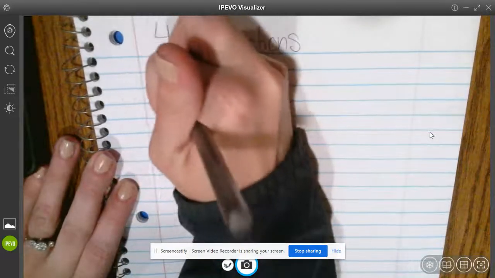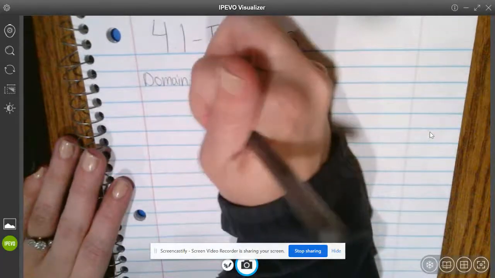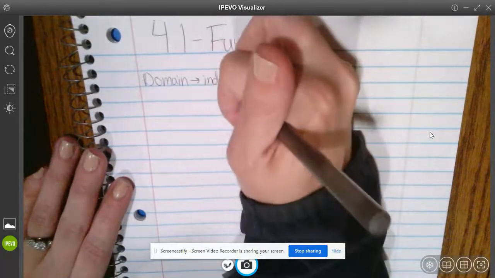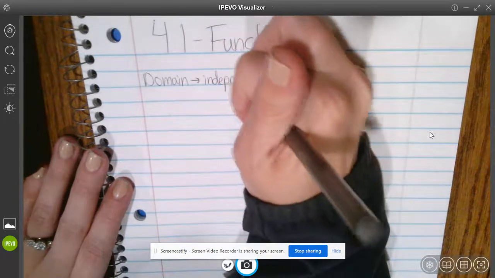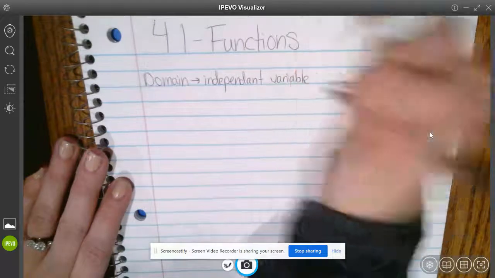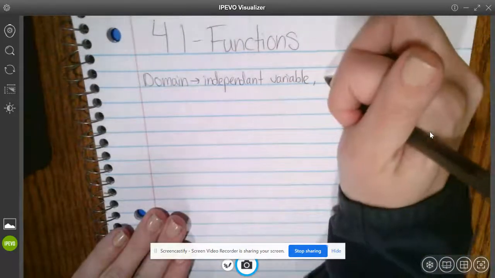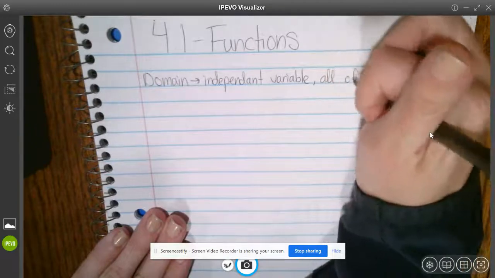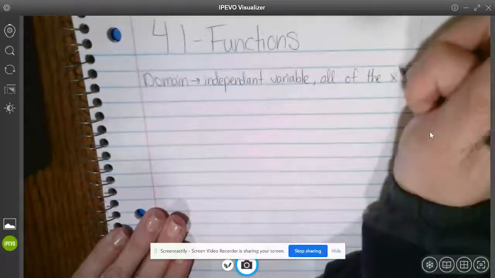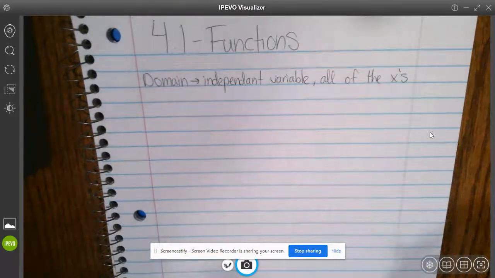Okay, domain. Domain is known as the independent variable. You hear that a lot in science. The way that we like to think of it in math is it's all of the x's. Remember in graphs we have x's and y's, so domain is just all of the x's.